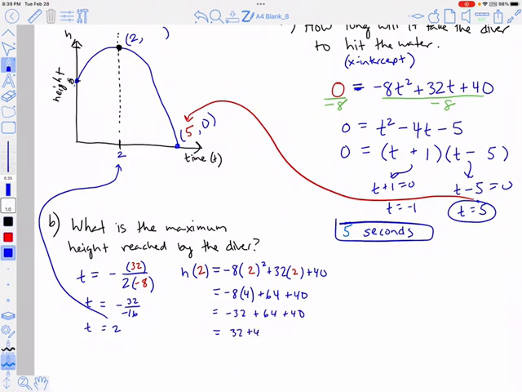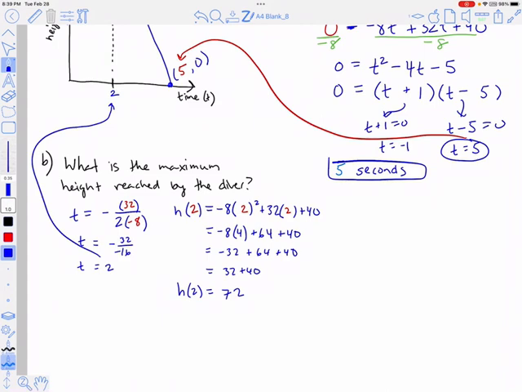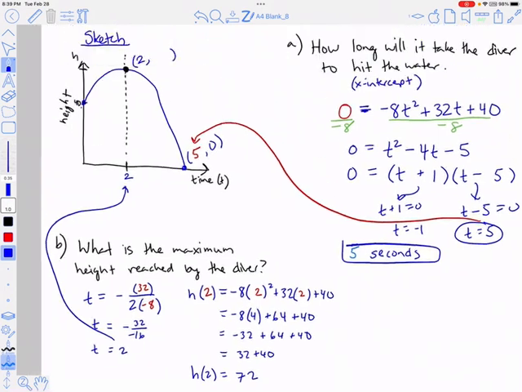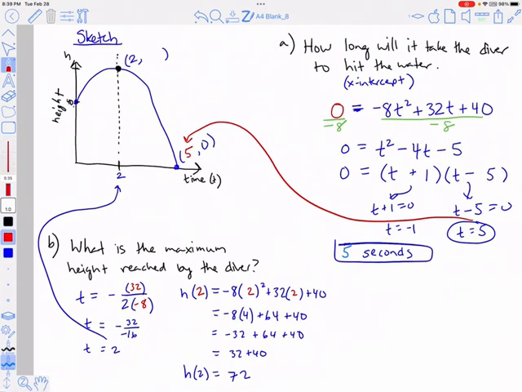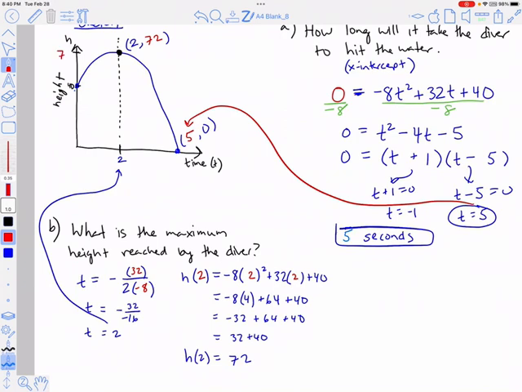So what I just found there is h of 2 equals 72. What that means is the height after 2 seconds is 72. So I've just found the y coordinate of that vertex, which is what I want to know. I want to know what is that height there. So I could say 72 feet.